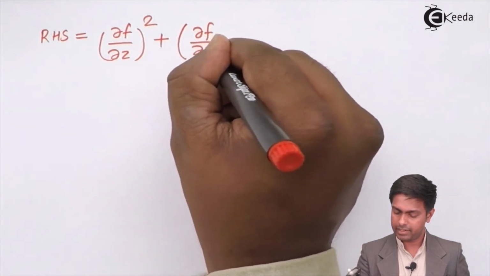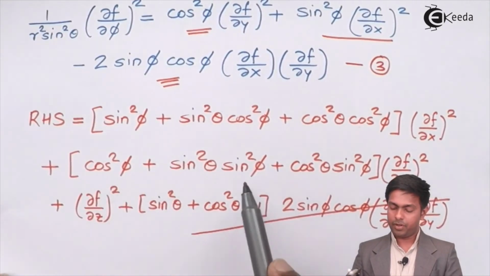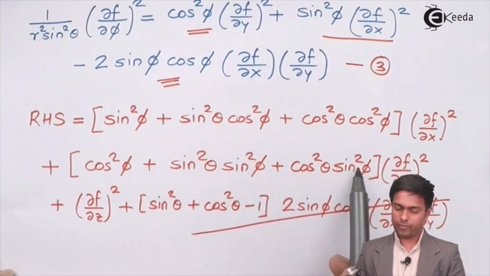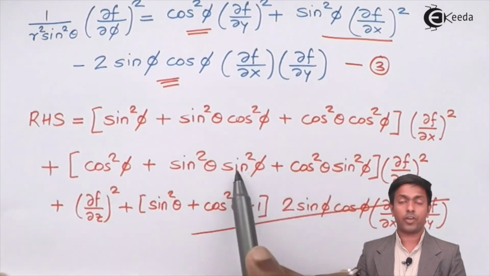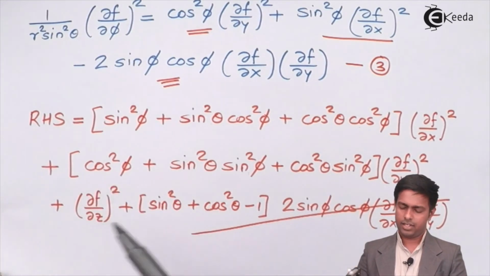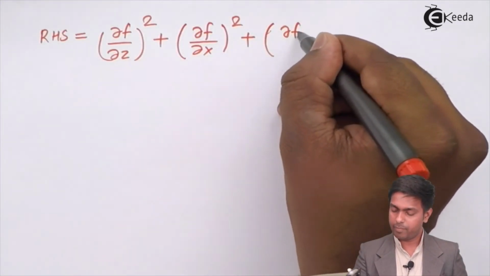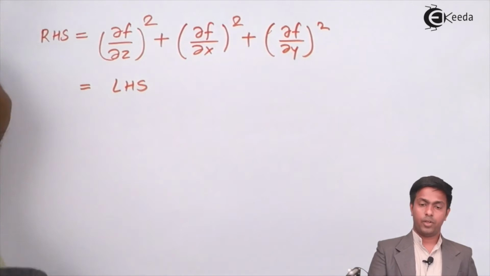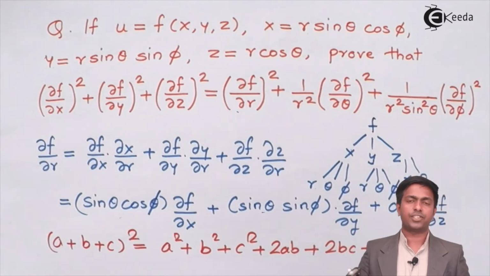So (∂f/∂x)² plus, now here in the second term, we'll take sin²φ common, so that we'll get sin²θ plus cos²θ in bracket, which is 1. So only sin²θ sin²φ will remain here. Here we have cos²φ. So cos²φ plus sin²φ is again 1. So 1 into (∂f/∂y)² is (∂f/∂y)². And guys, this is nothing but our LHS. So here we have proved the given result with the help of partial differentiation of composite functions.